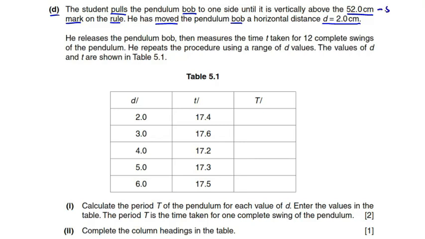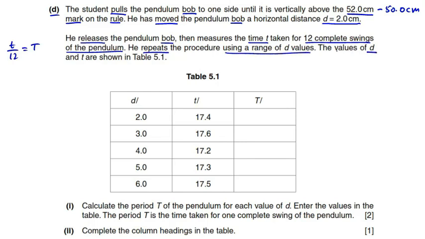This makes sense because previously the bob was right above the 50 centimeter mark. He releases the pendulum bob, then measures the time small t taken for 12 complete swings of the pendulum. So students, now he can divide the time taken for 12 swings by 12 and determine the period of the pendulum. He repeats the procedure using a range of d values.